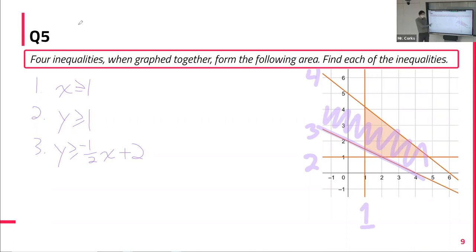If we're not certain about that, if we're not confident, we can always just pick any random point and test it in our inequality and then see what the direction is. And then that's the direction of the inequality. All right, one more.